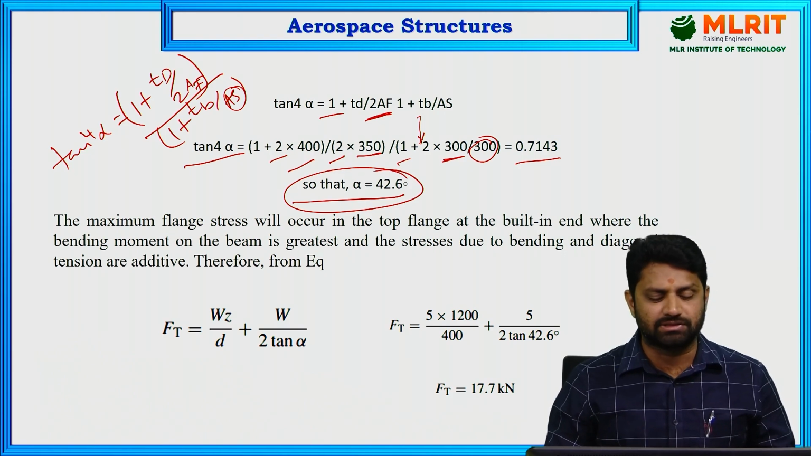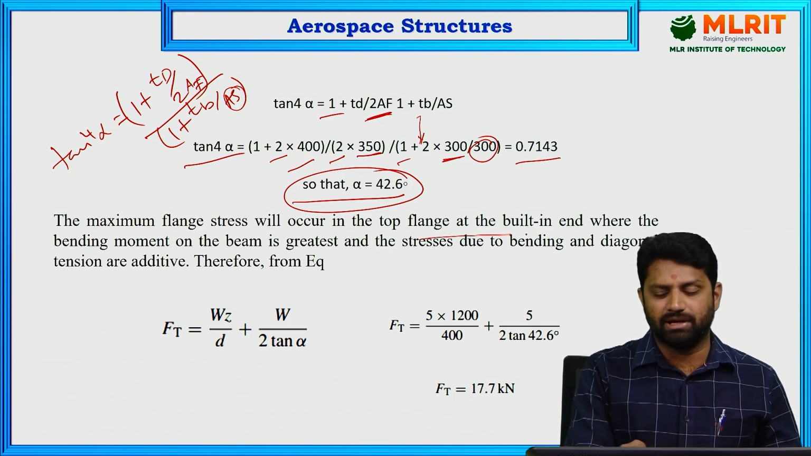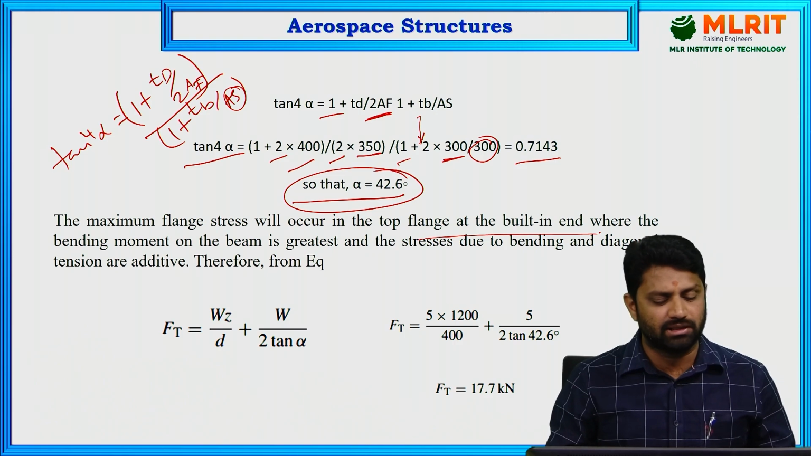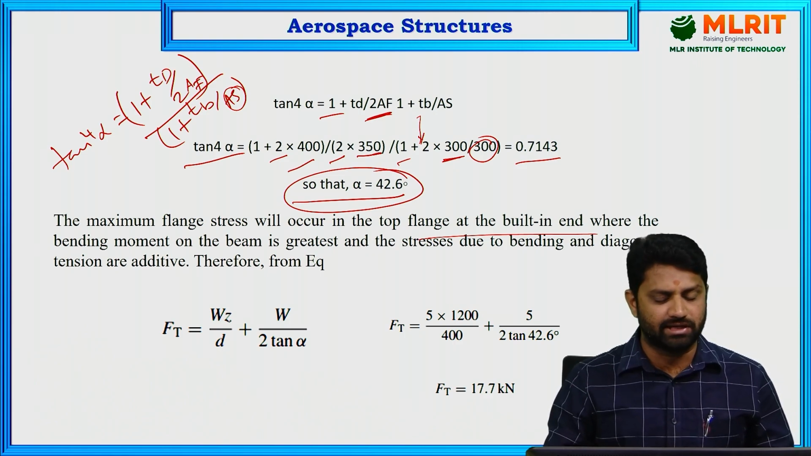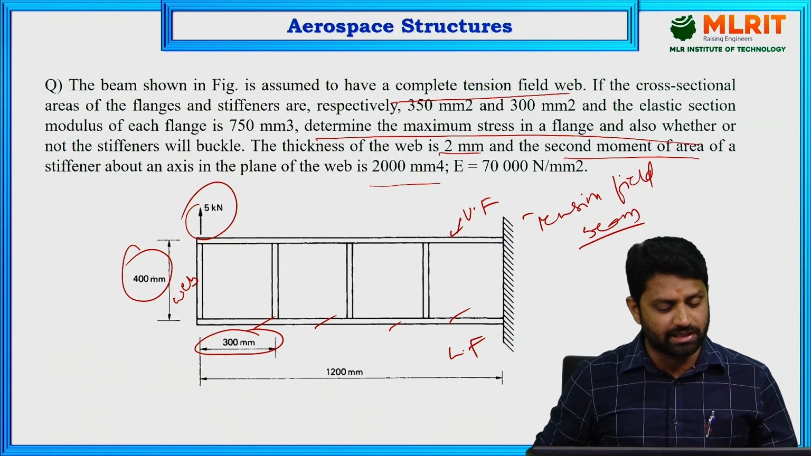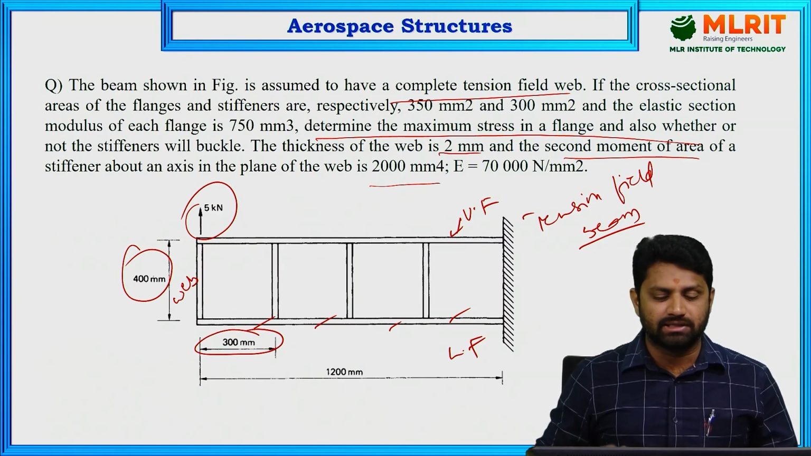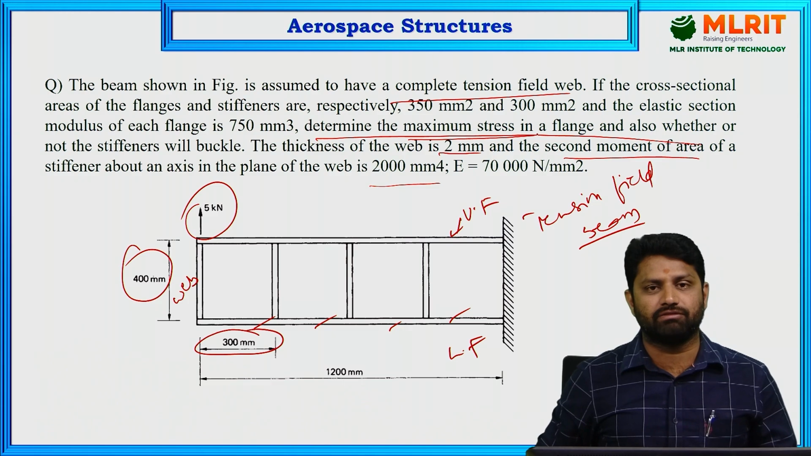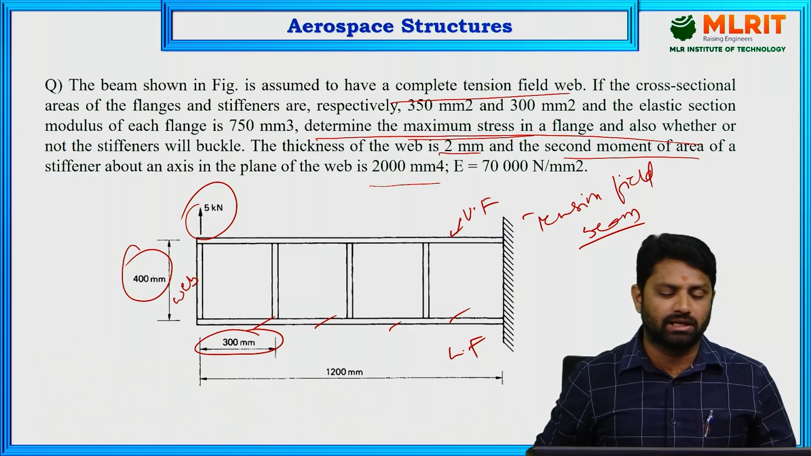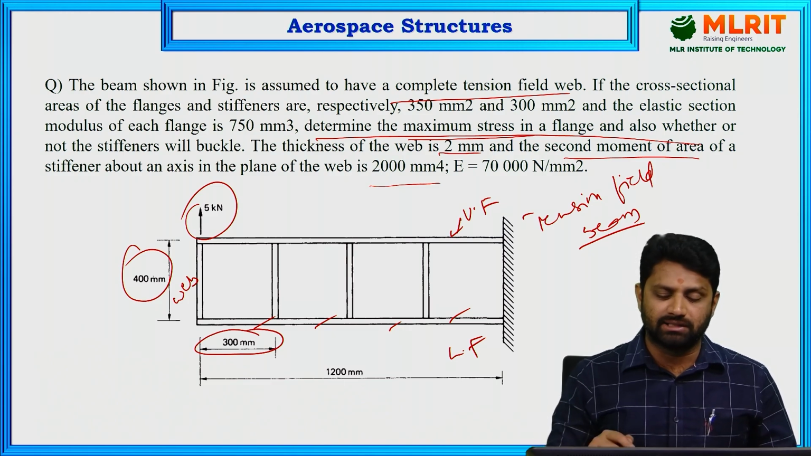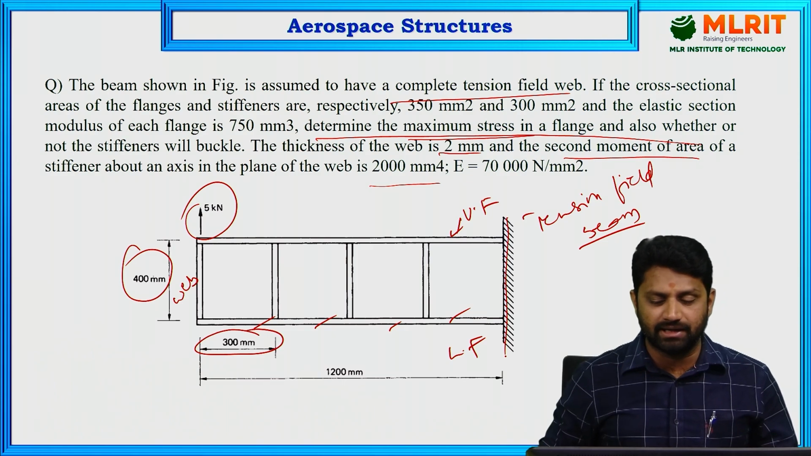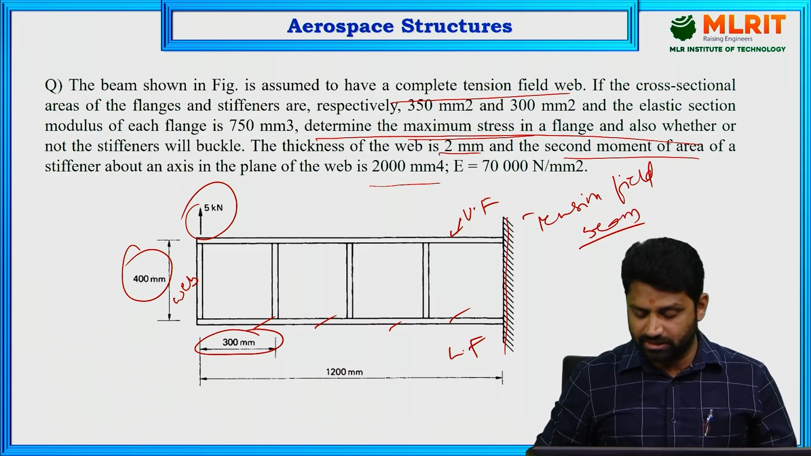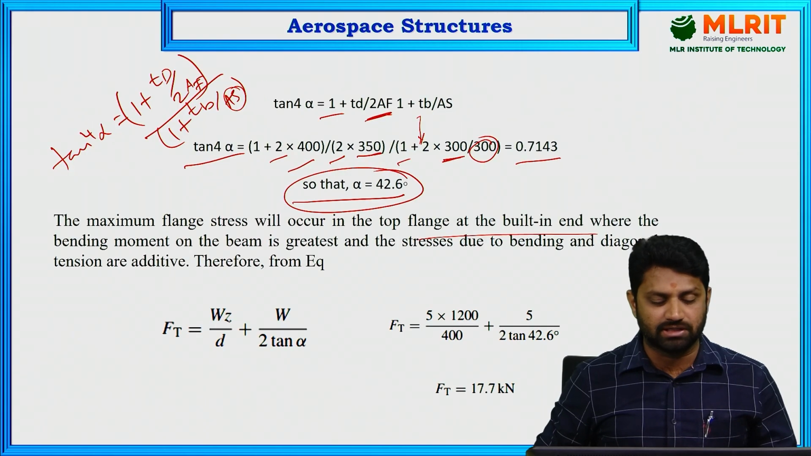the maximum flange stress will occur in the top flange at the built-in end, where the bending moment on the beam is the greatest, and the stresses due to bending and the diagonal tension are additive. So that's what is meant to say: there is a cantilever beam and since he's asking to calculate the maximum stress in the flange, we know that the maximum stress will occur at the fixed end, that is the built-in end, where the bending moment will be maximum, and you're going to get the stress maximum at that fixed end or built-in end.